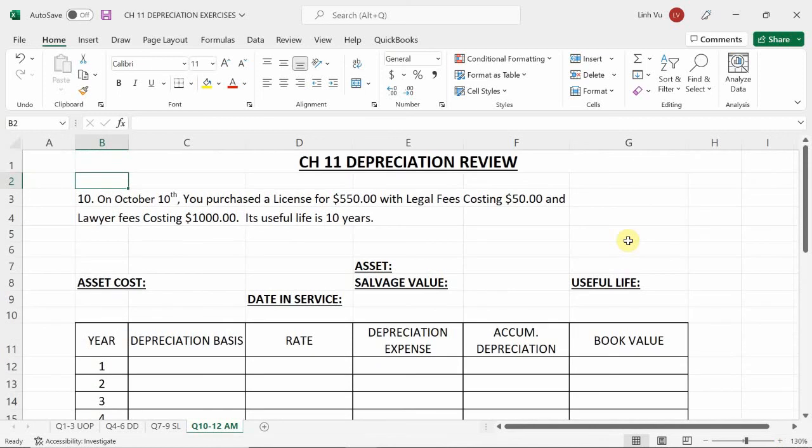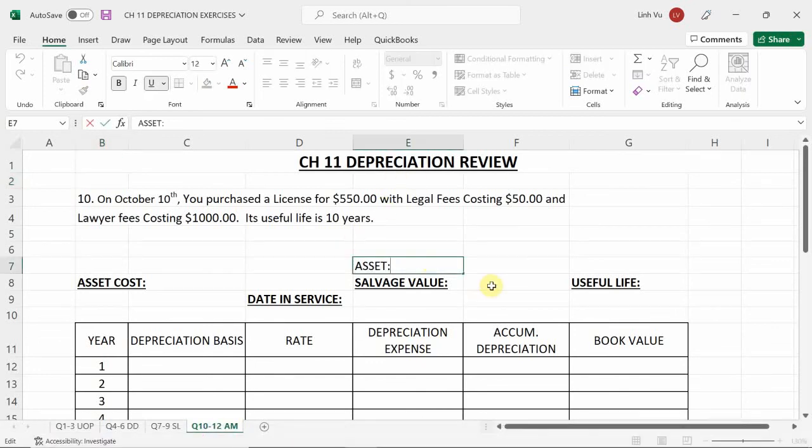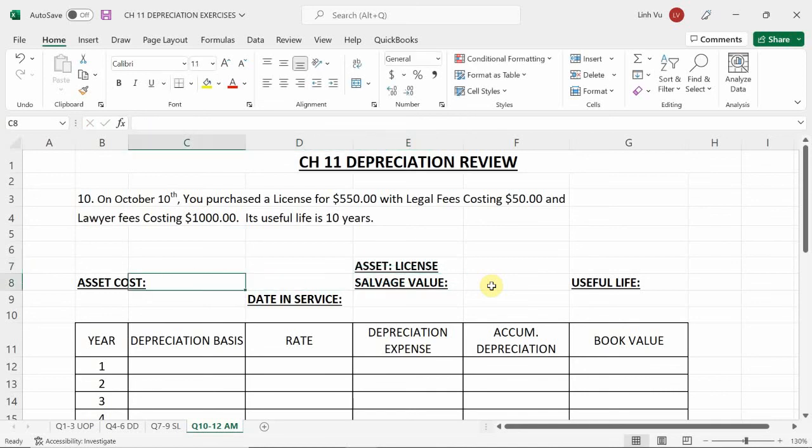You purchased on October 10, you purchased a license for $550, okay, with a legal fee costing $50, okay? And a lawyer fees costing $1,000, okay? Its estimated useful life is 10 years. So what did I buy? A license. You bought a license. Okay. How much did that license cost you?